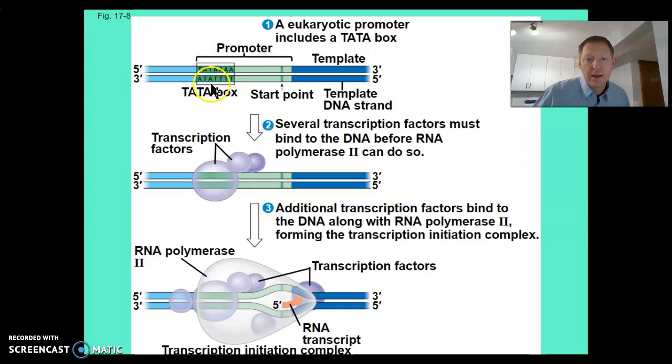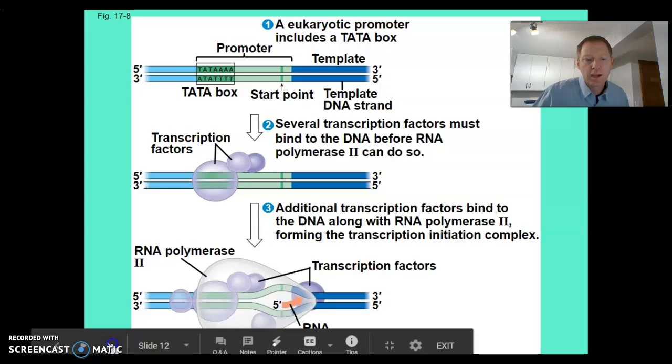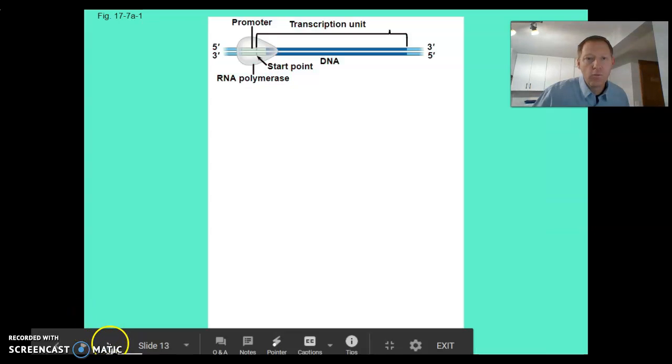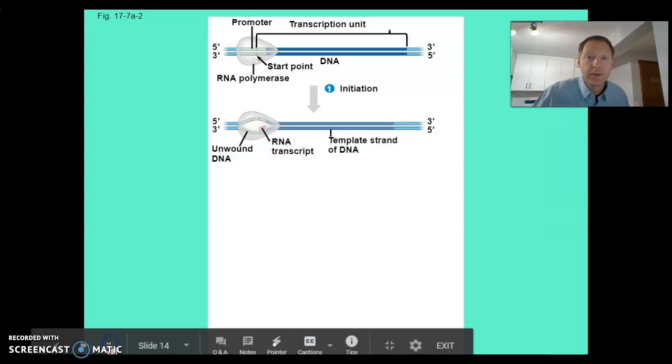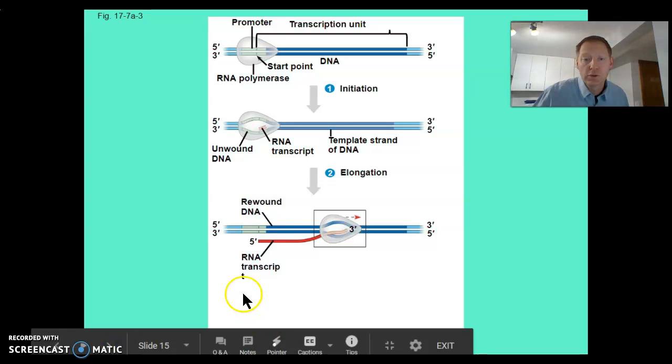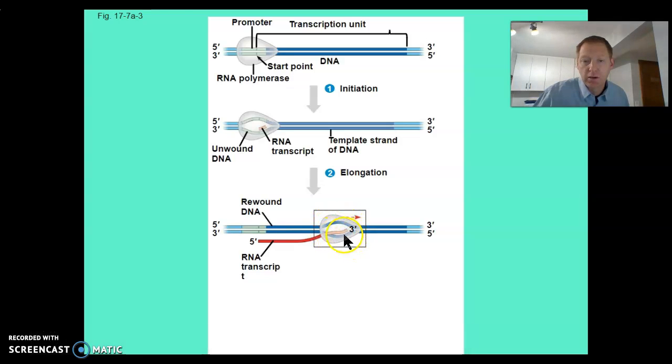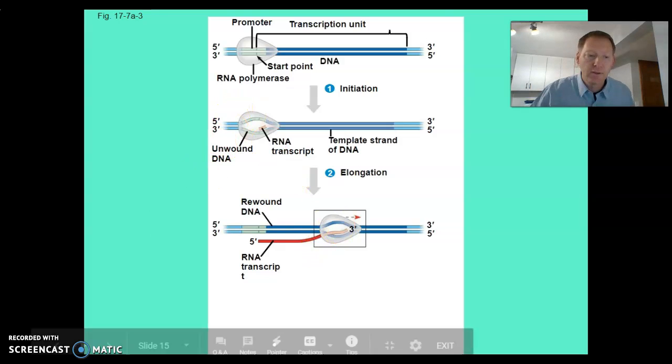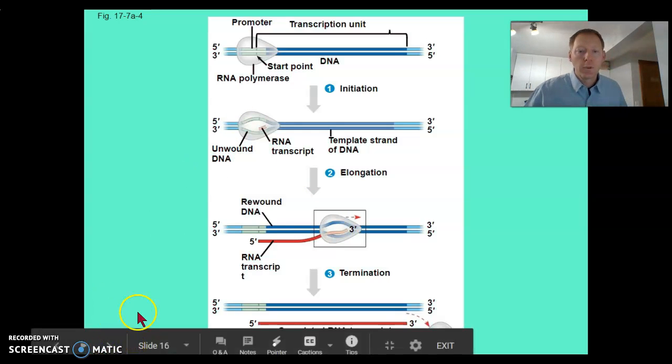This is showing you that TATA box. This is those transcription factors. And once you actually start transcribing the DNA, it's pretty straightforward because you just write the opposite. Notice in this top strand here is the non-coding strand, and the bottom strand here is the coding strand. Bottom strand is being read 3 to 5 because it's moving in this direction, and the RNA is being written in 5 to 3. Okay, and then we eventually get to the end and we fall off.